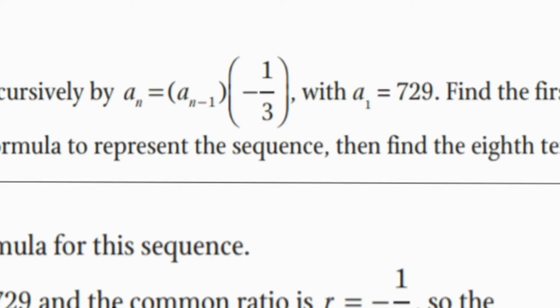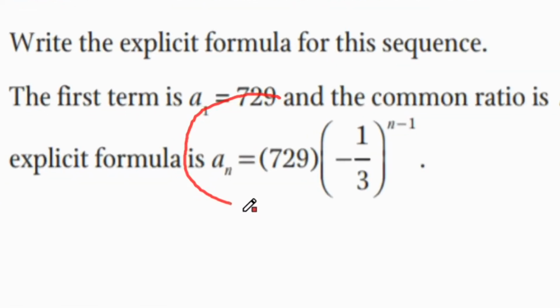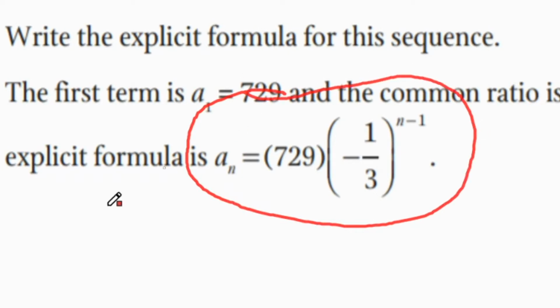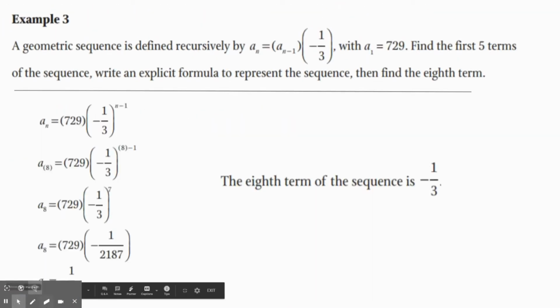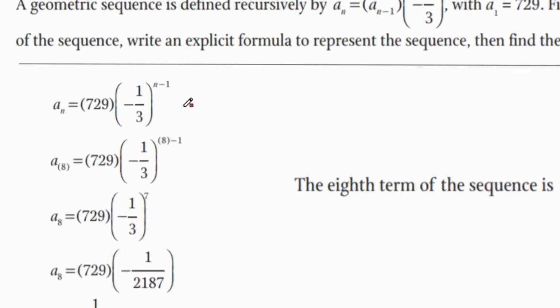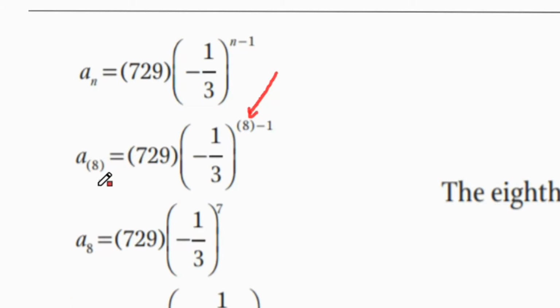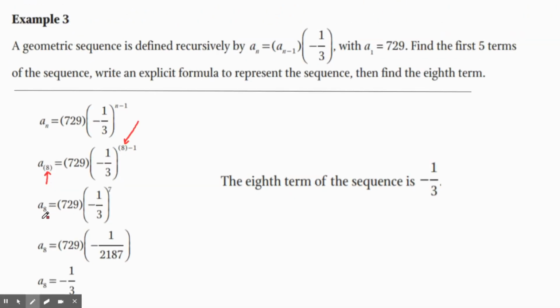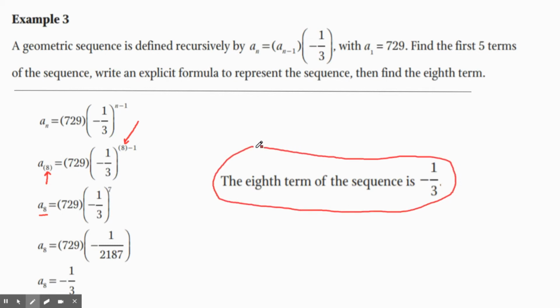Writing the explicit formula is pretty easy because in the recursive formula, they already gave us the common ratio, and the problem gave us that the first term is 729. So there's the explicit formula. Now we can use the explicit formula to find the 8th term. So we'll substitute 8 in for n. So we'll say the 8th term is going to be equal to 729, actually times negative 1/3 to the 7th power. And we get that the 8th term of the sequence is negative 1/3.